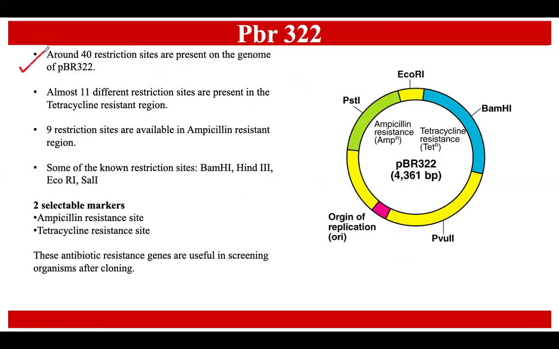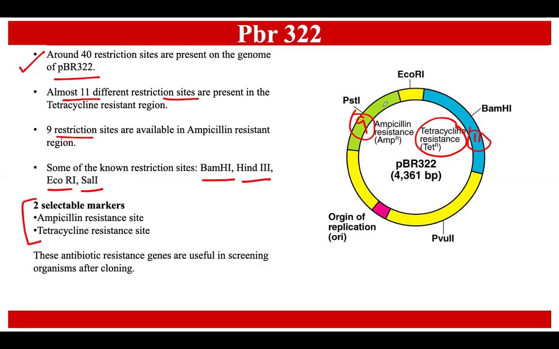There are around 40 restriction sites present in the genome of pBR322, and almost 11 different restriction sites are present in the tetracycline resistance region, and 9 restriction sites are present in the ampicillin resistance region, which means that there are unique restriction sites which can be used to integrate the desirable DNA into it. And some of the known restriction sites include BamHI, HindIII, EcoRI, and SalI.